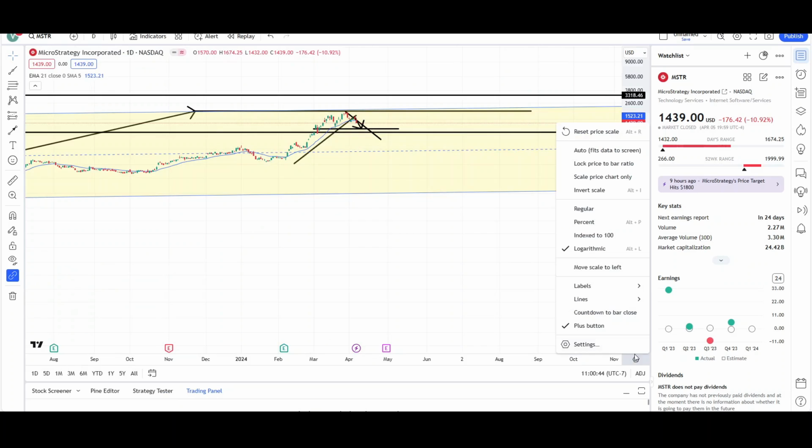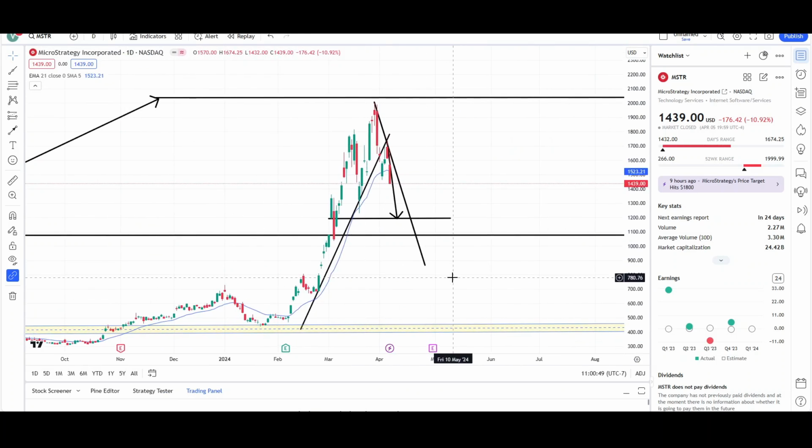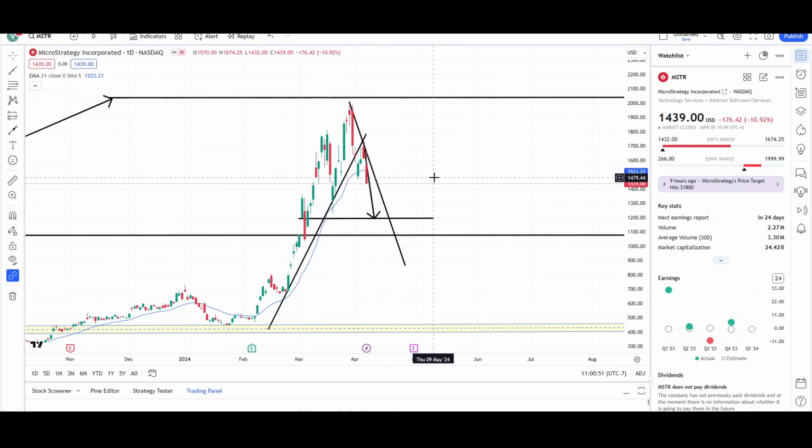So that's all I have for MicroStrategy on the daily and weekly charts. Let me know in the comments down below where you think price is headed, but I see more downside than upside as of right now.